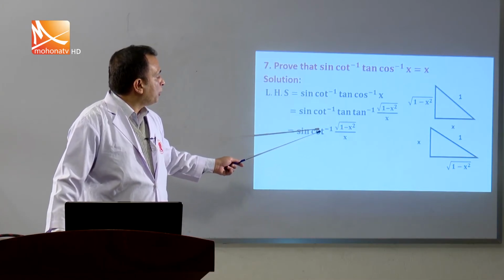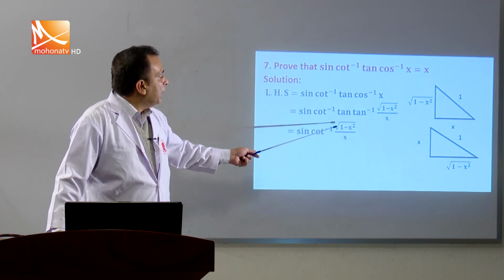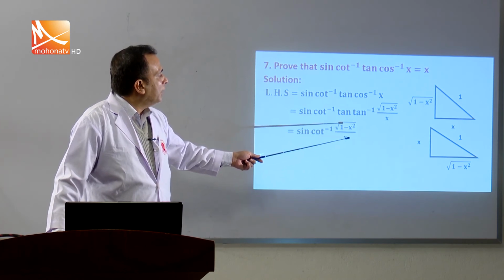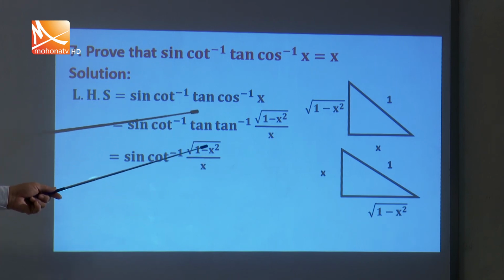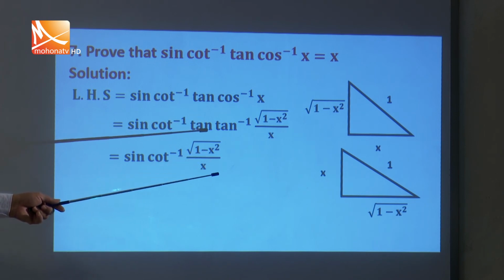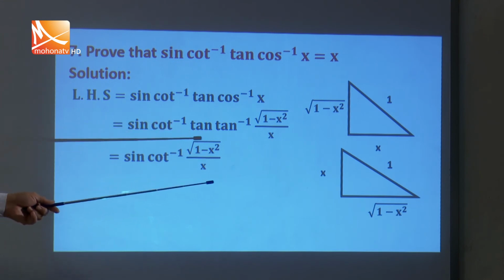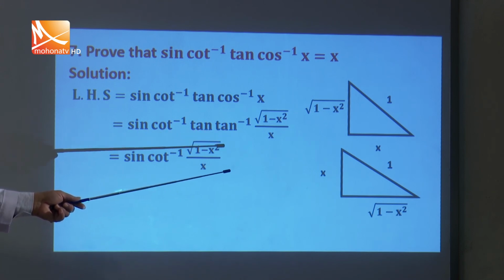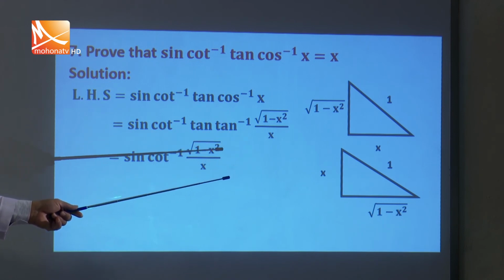Cot theta, what is the ratio of cot theta? Cot theta is adjacent by opposite. That is, adjacent is root 1 minus x square, opposite is x. So what will be the hypotenuse? Hypotenuse equals root of adjacent square plus opposite square, that is root of 1 minus x square plus x square. The x square will be cancelled, so it will remain 1. Square root of 1 is 1.